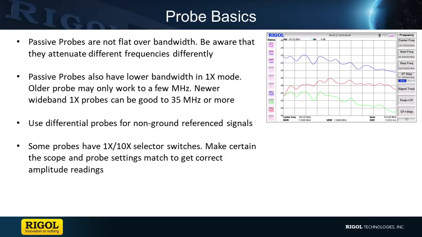So let's talk a little bit about probes. I think we covered some of this, but again, the probes, just like the scope we talked about before, are not flat over bandwidth. So this is an analyzer shot over frequency, but you can see they fluctuate. They can fluctuate by a number of dB over frequency as that goes.